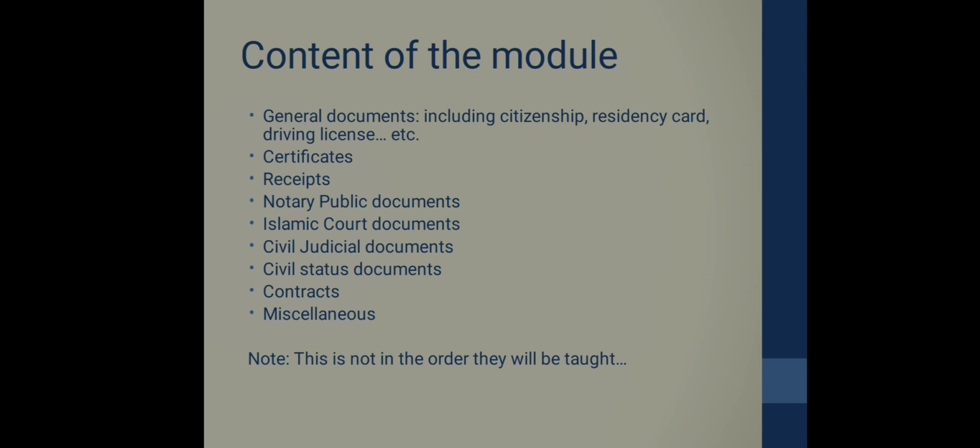Next is a civil status document. This is things like applying for a residency, or renewing, let's say, your citizenship. It's these sorts of documents. Finally, forget about the miscellaneous part.